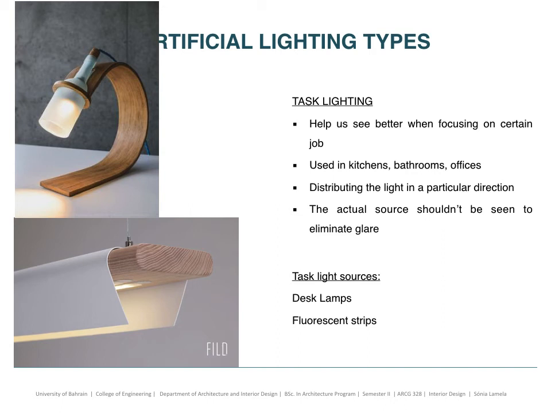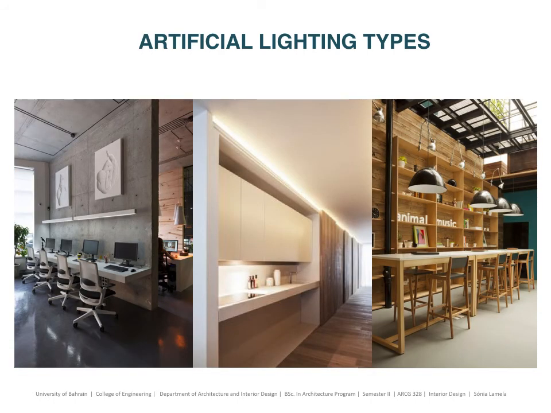Normally this type of light is done in a way that has to be able to eliminate any kind of glare, because it's important for us to focus on our task and be able to perform with maximum comfort. Now, the task light sources could be desk lamps, could also be the fluorescent strips. And we have here in this three pictures some examples of this type of light.